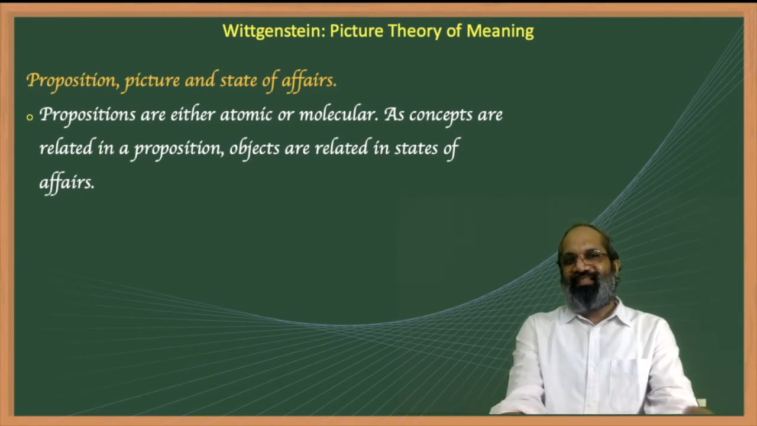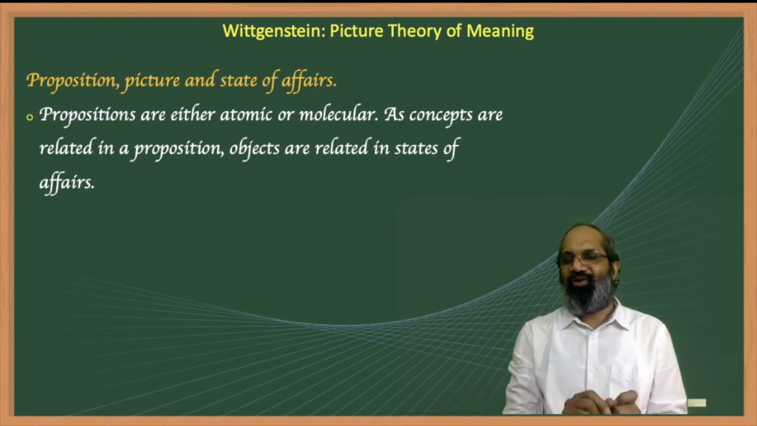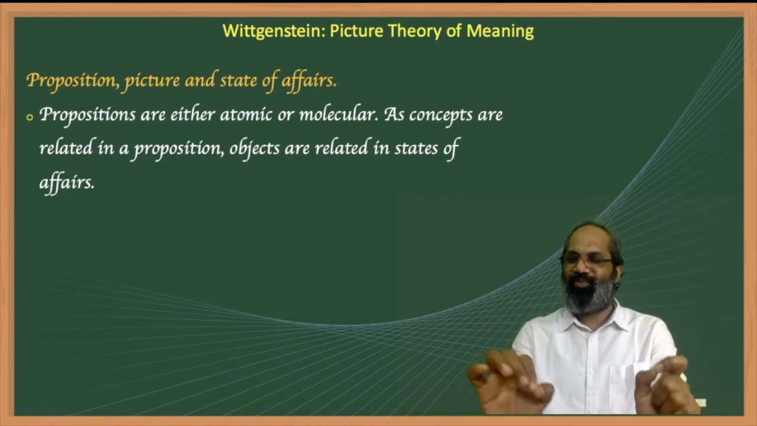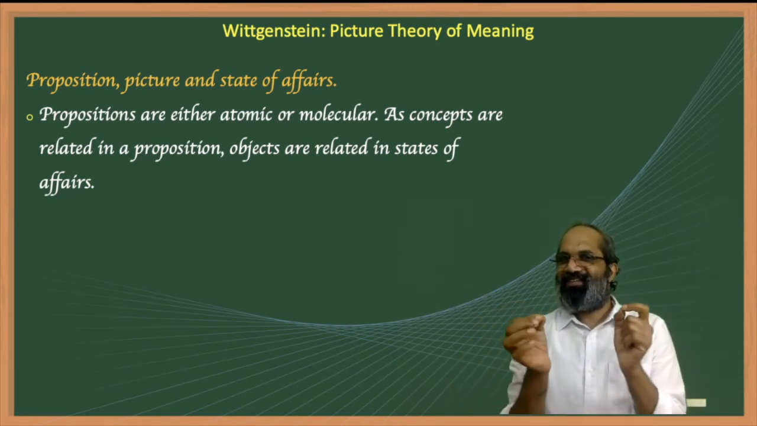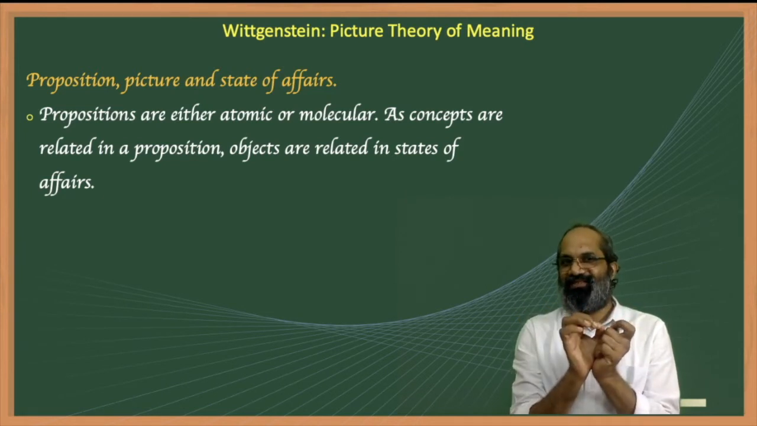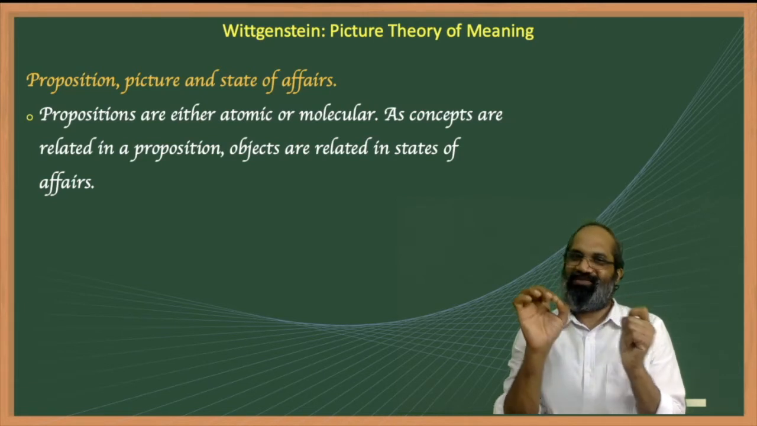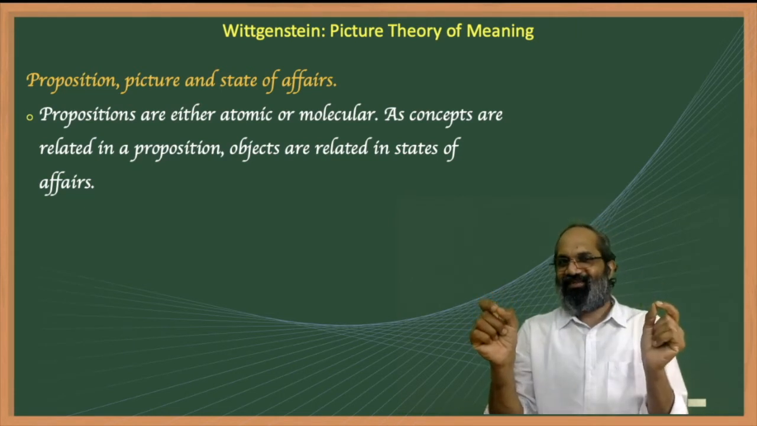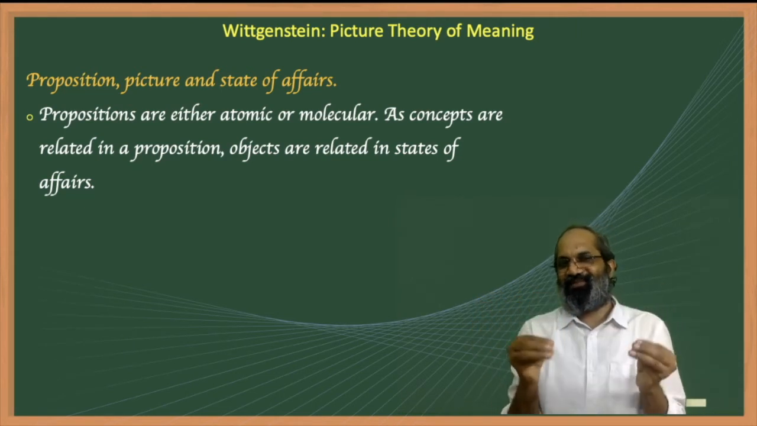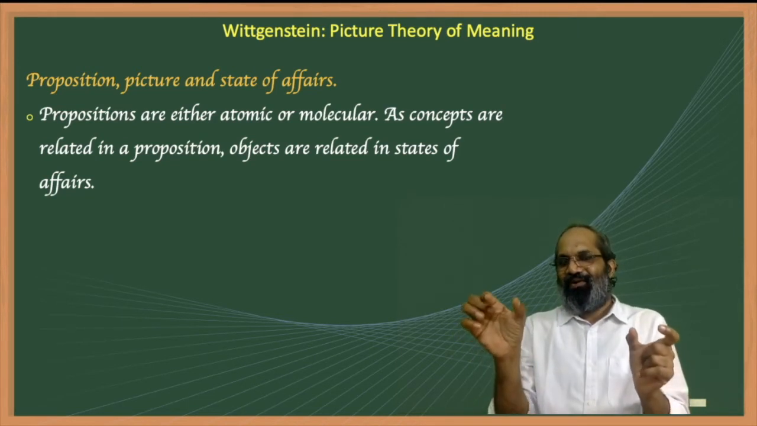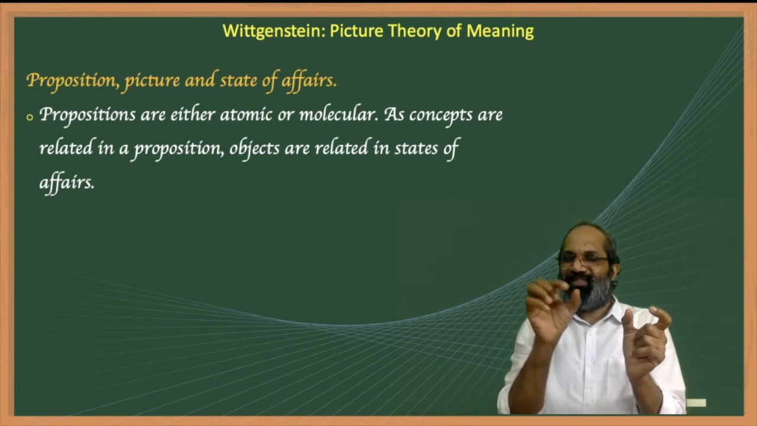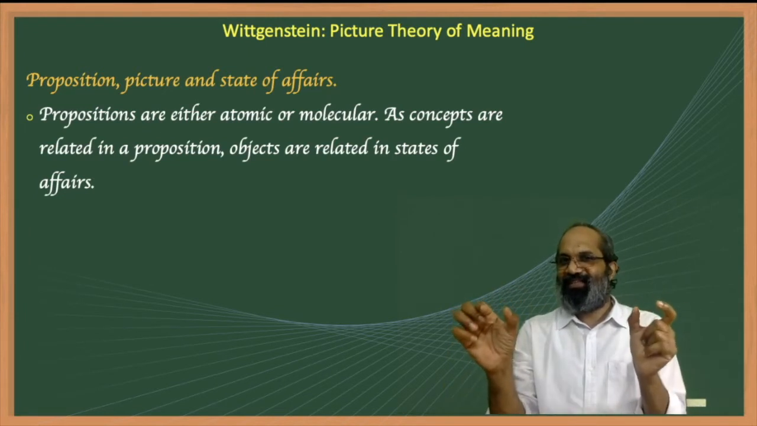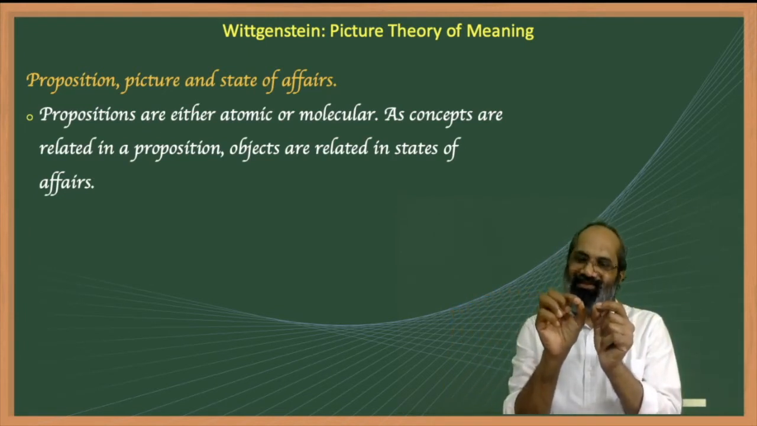And he says that propositions are either atomic or molecular. They are either simple or compound. And as concepts are related in a proposition, when I say that the pen is black, pen is a concept and black is another concept. They are related as inclusion: the pen is a member of the objects colored black. So pen is one concept and black is another concept, and they are related in a proposition called pen is black.